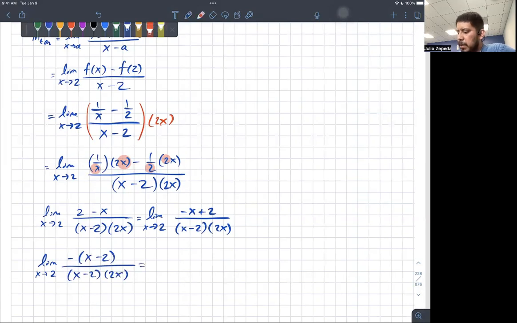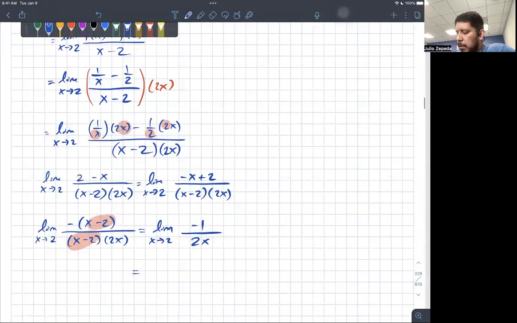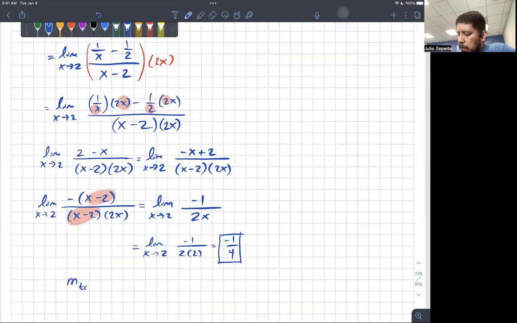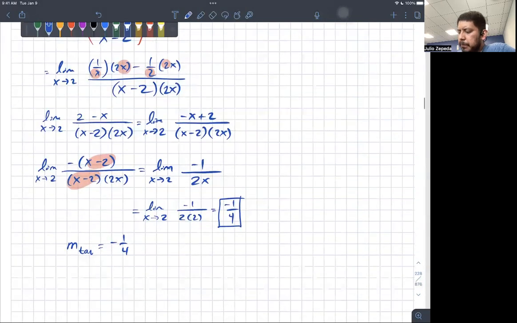And notice if I cancel these two factors, then I get the limit as x approaches 2 of negative 1 over 2x. And now I can do direct substitution, and it will work. The limit as x approaches 2 is negative 1 over 2 times 2, or negative 1 over 4. So the slope of the tangent line, the slope that we're looking for, is negative 1/4.